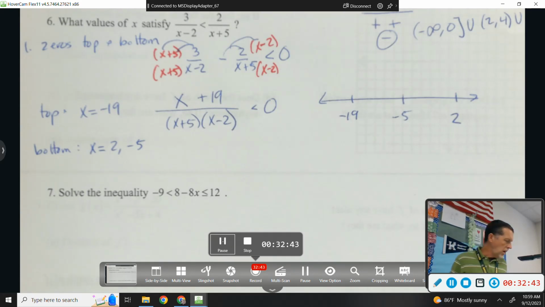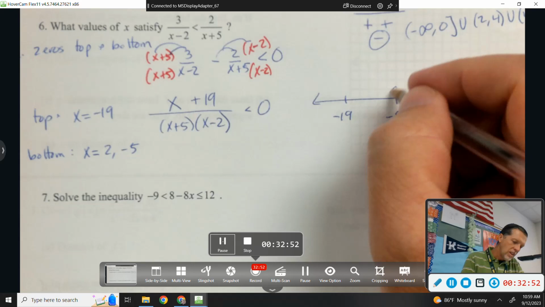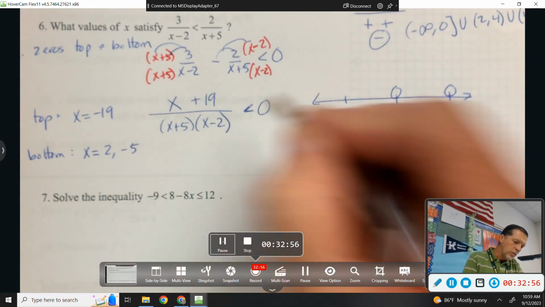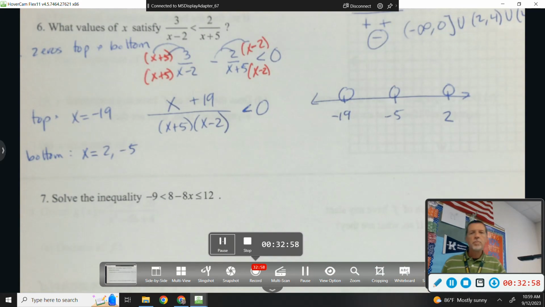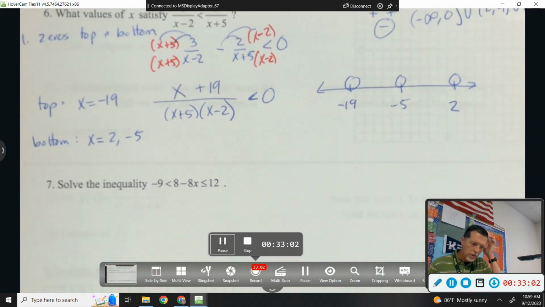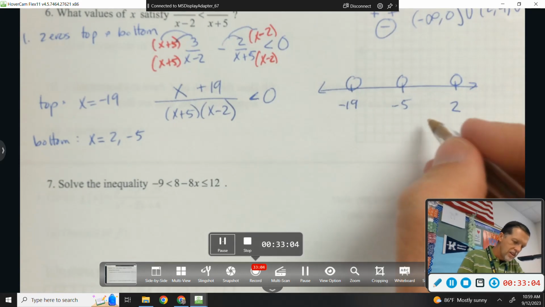What about open and closed circles? They are all open. The bottom's open because the bottom's always open. Negative 19 is open because it's not equal to. And then I only need to check one value because I can alternate. So given the option, I would check 0.